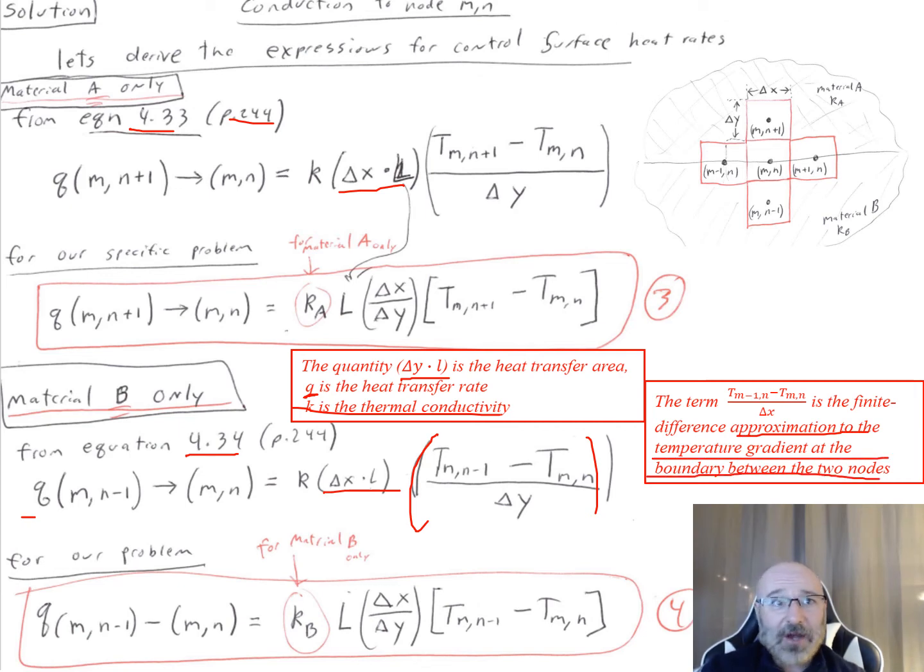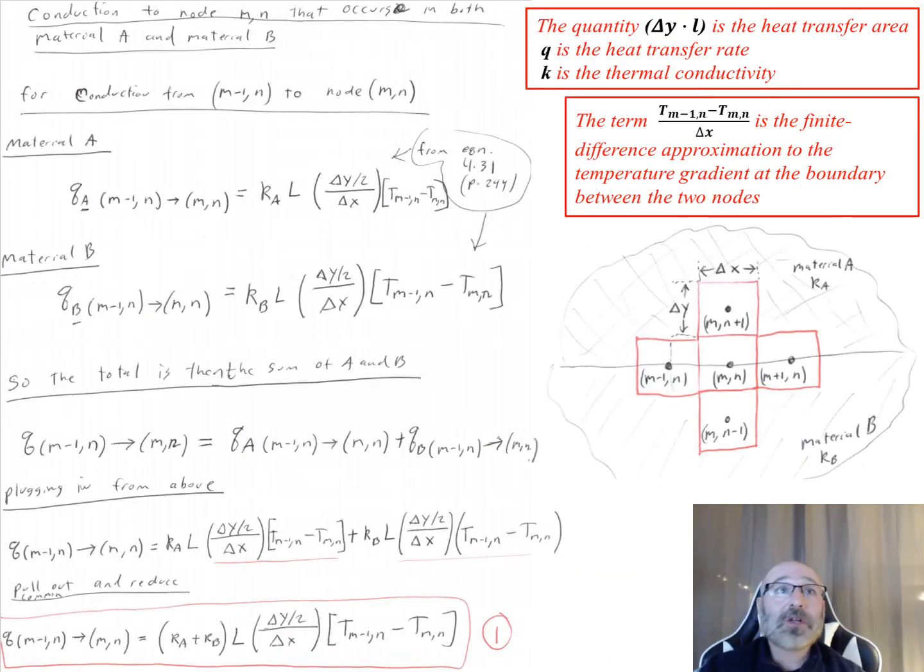So just a little side note, looking back at our governing equations, relating it to what we saw earlier within this module as we're going through some of this theory. Now the next thing we want to take a look at is conduction to that center node Mn that occurs in both materials A and B. We've already done this for A and B separately, but now what about those other two nodes that occur in both materials? So we can take a look at the conduction from our M minus 1n node to our center node.